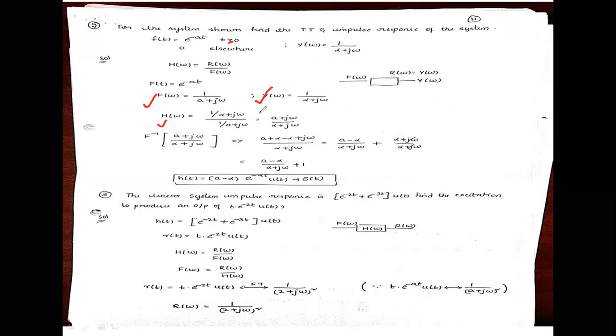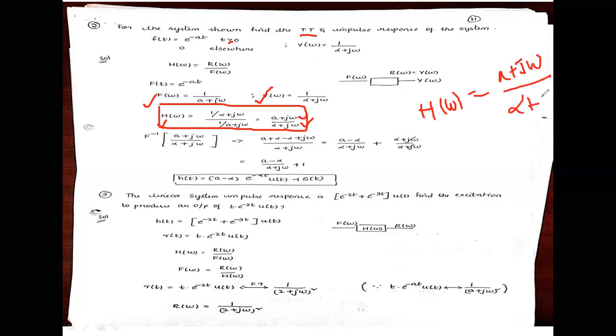What is H of omega? Output by the input. Output is 1 by alpha plus j omega, input is 1 by a plus j omega. So H of omega is a plus j omega by alpha plus j omega. Okay, you got the Fourier transformation of the given function and the impulse response. Impulse response means h of t, so apply the inverse Fourier transformation of this function.